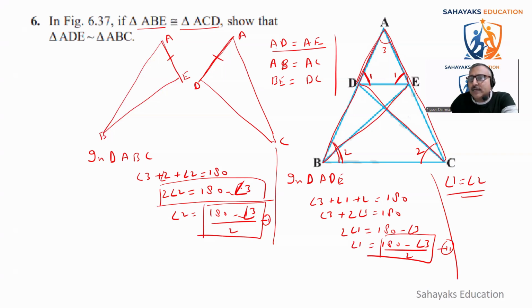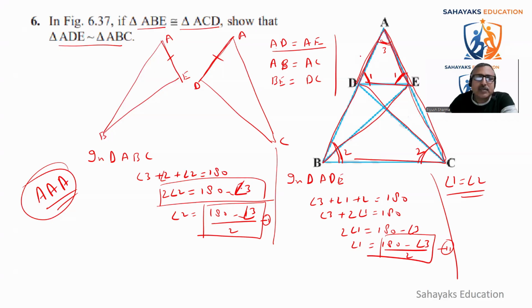Here also angle 1 is equal to angle 2 and angle 3 is the same. Then triangle ADE and triangle ABC are similar by AAA similarity, because all three angles are the same. So angle ADE is equal to angle ABC, angle AED is equal to angle ACB, and the third angle is common. So these two triangles are not congruent, but similar by AAA similarity.